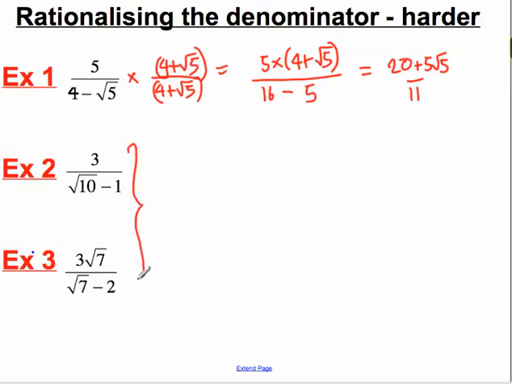I will just tell you what you need to times the top and bottom by in these two examples and leave it to you. Multiply the top and bottom by root 10 plus 1. Multiply the top and bottom here by root 7 plus 2. And you should be able to do those now and get the rationalised fraction.